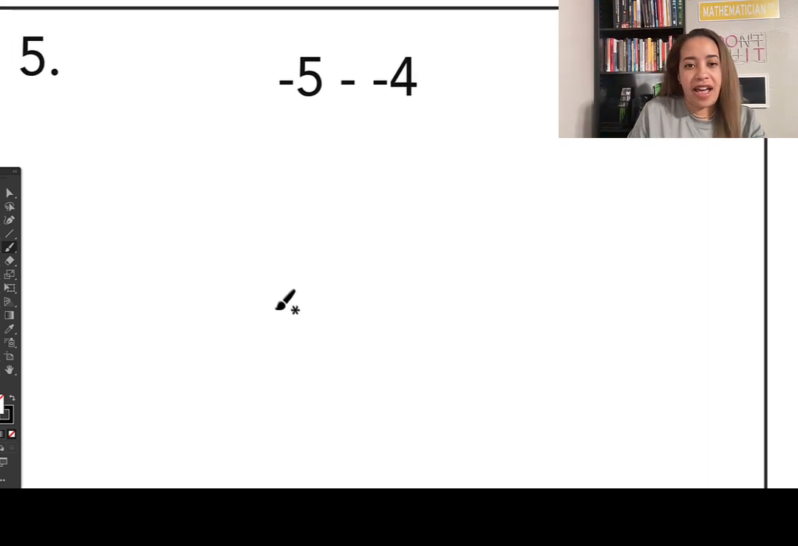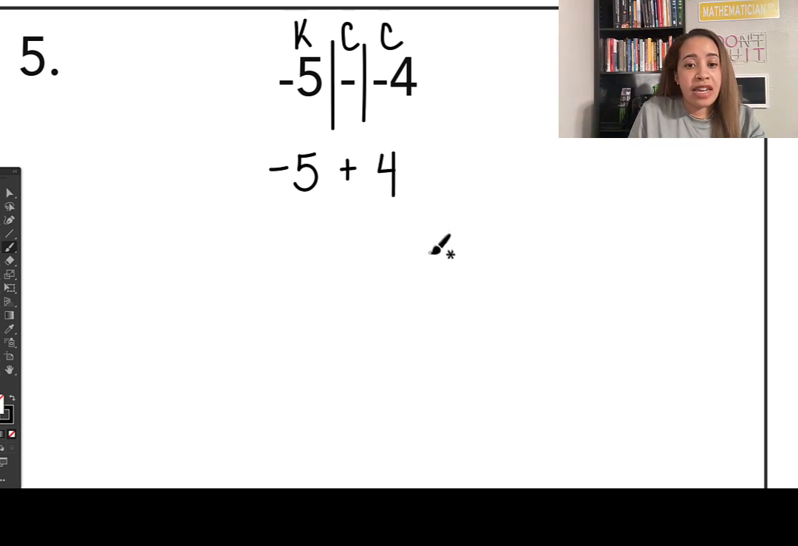Here is number 5. I see subtraction, so I need to say keep, change, change. We keep our negative 5, change from a minus to a plus, and change from a negative 4 to a positive 4. Now that I'm looking at my addition problem, I decide what type of signs I have. I see that I have different signs because I see a negative plus a positive. So we can say different signs subtract.